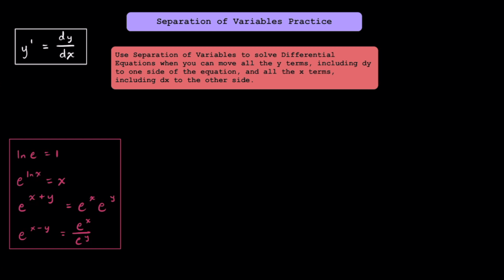Here are some quick bits of information that are going to be helpful throughout this video. First, it's important to know that y prime is the same thing as dy over dx. These can be substituted for each other. Next, it's important to know your log properties. It's important to know that ln of e is equal to 1, e to the ln of x is just equal to x. If you have a base with a sum of exponents, you can separate it into a product. And when you have a base with a difference of exponents, you can rewrite it as a quotient.